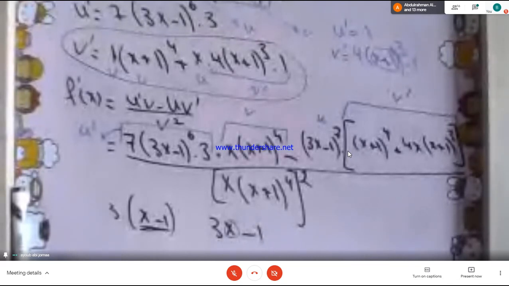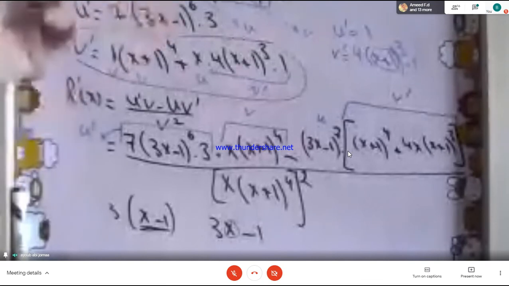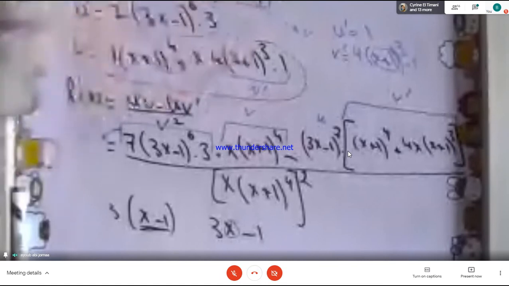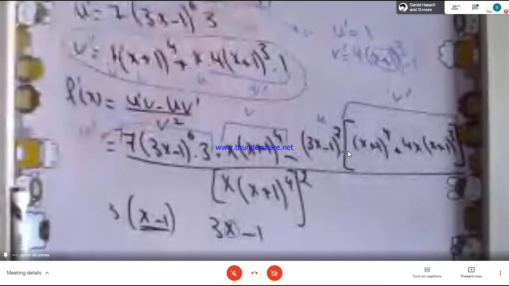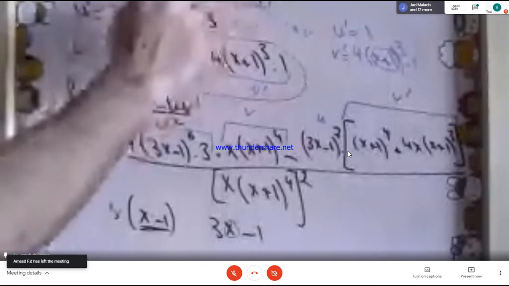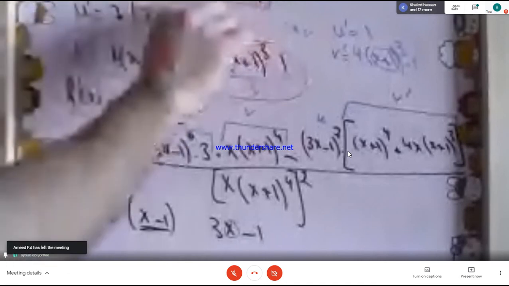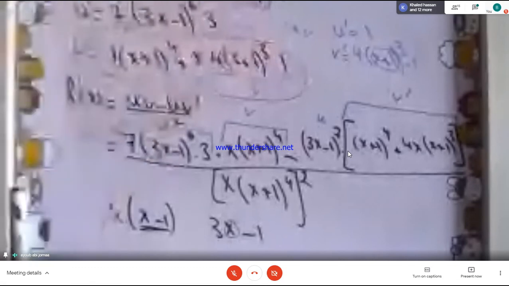To find v prime, it's like exercise number 11. Here you have the product x times x plus 1 to the power 4. The derivative of this function, it is a product of two functions, x and x plus 1 power 4. So to find its derivative, you have to apply the product rule: u prime v plus uv prime.